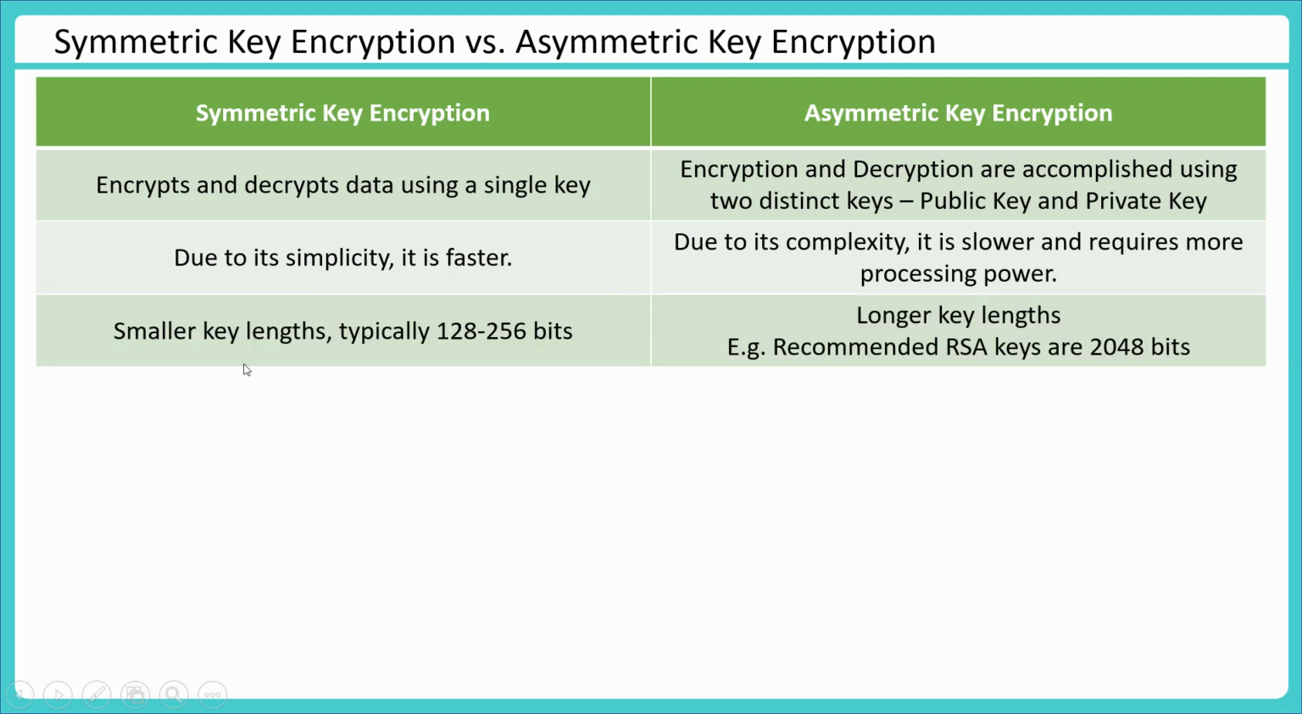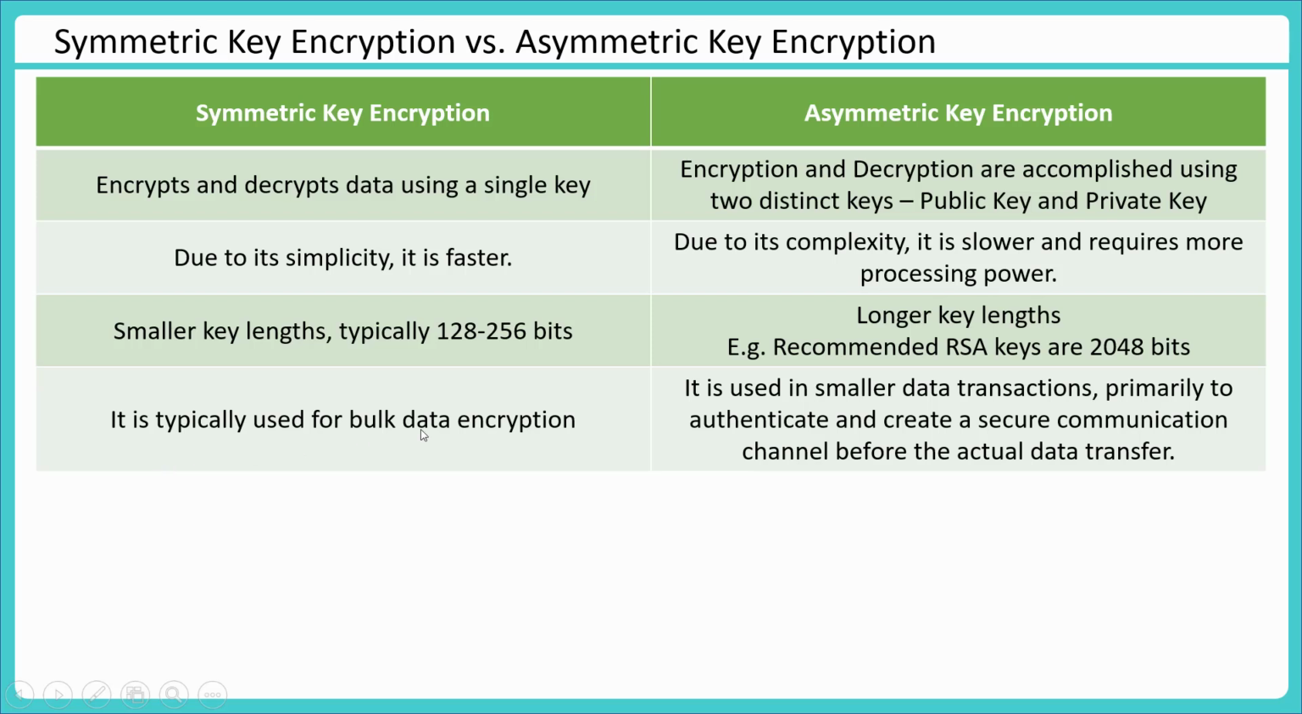Again, symmetric encryption supports smaller key lengths, typically 128 to 256 bits. When we talk about asymmetric encryption, we recommend longer key lengths, like RSA, which is an algorithm, which says that we should be using 2048 bits for our encryption key. So this is how the differentiation is. Symmetric keys are complex, but not to the extent of asymmetric keys.